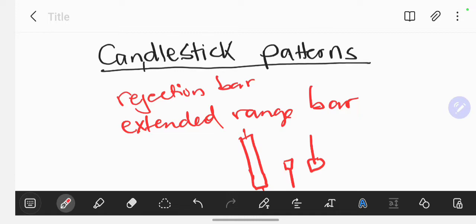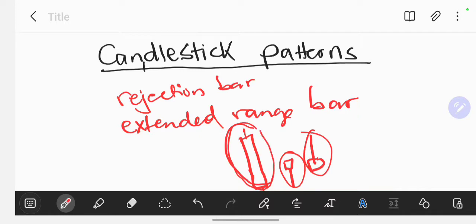The rest are not that important, so they will just be there to confuse you. You won't even understand the logic behind them. Some they call shooting stars, morning star, evening star. I don't think they're important. You just need to know this type of bar and these rejection bars. Those are the ones where I think the logic behind it is very much clear.